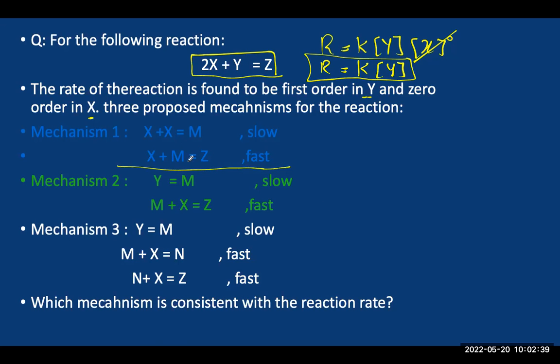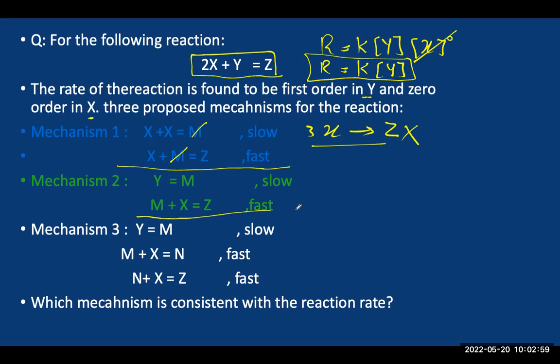Okay, I will try to add this one out. So M will be cancelled. X will not be cancelled because they are in the same place. They are all reactants. It will be 3X equals Z. Actually, this is not the overall reaction, so this mechanism is not right. Okay, we'll go for the next mechanism.